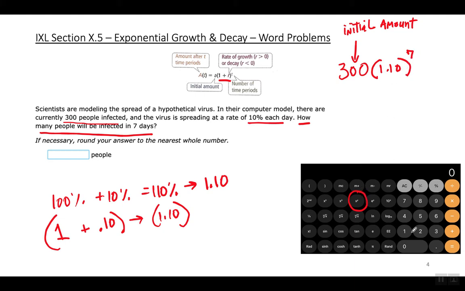All right, so in your calculator, you would first enter 1.10. Then you hit this button. Then you're going to tell the calculator what exponent you want, which is 7. So hit 7, and then hit equals, and then hit times 300 equals, and that'll give you your answer.